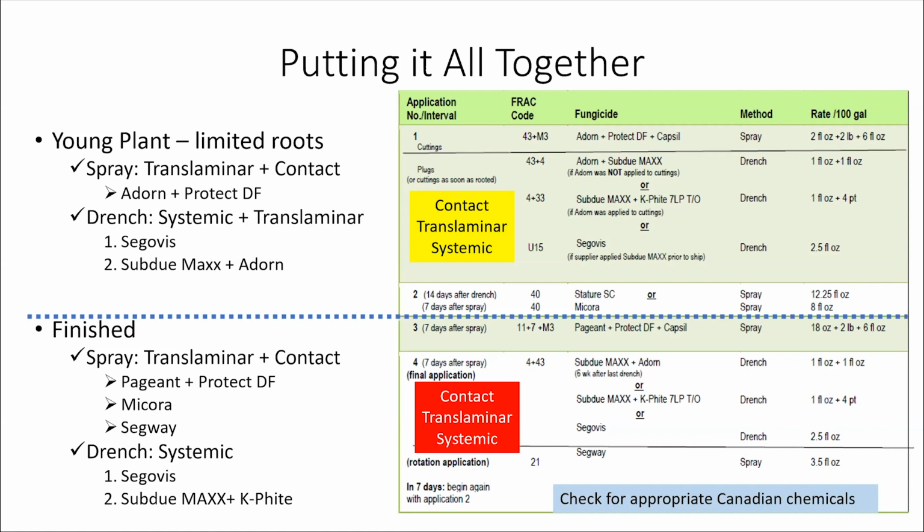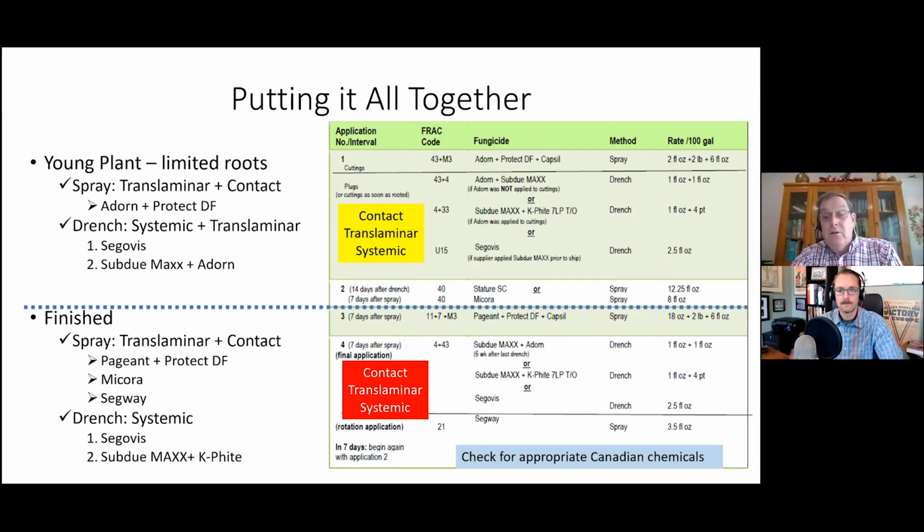Always be thinking of, am I putting a contact on? Do I have a translaminar? Do I have a systemic? Am I hitting all 3 so that I can give the best control overall? For those from Canada, make sure that you check what are the appropriate Canadian chemicals. Remember the chart that we showed earlier, those highlighted in pink are the appropriate Canadian chemicals.